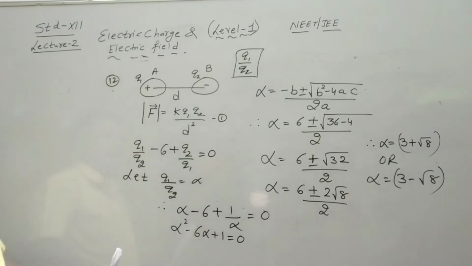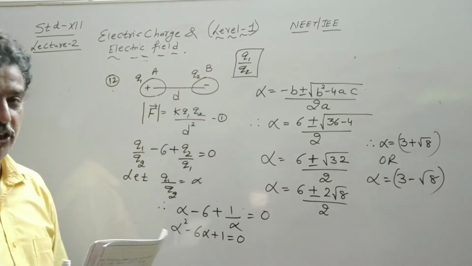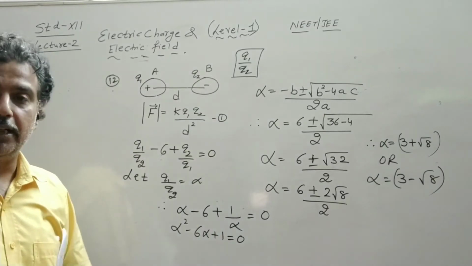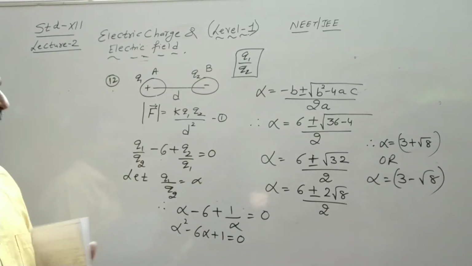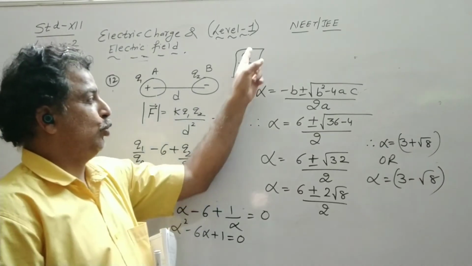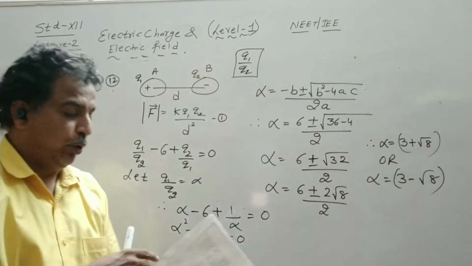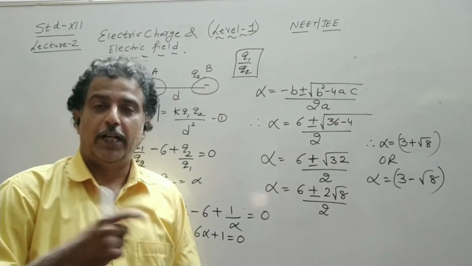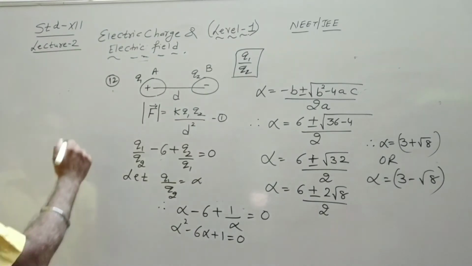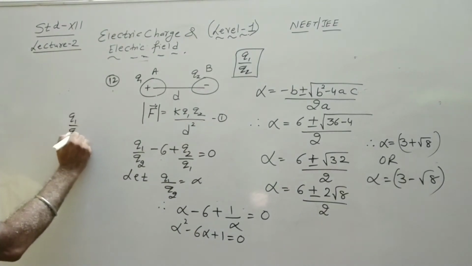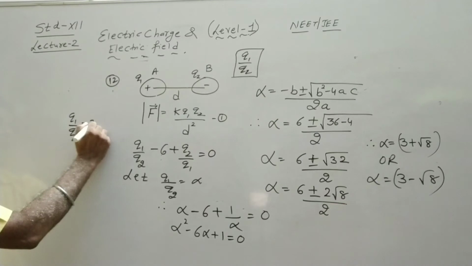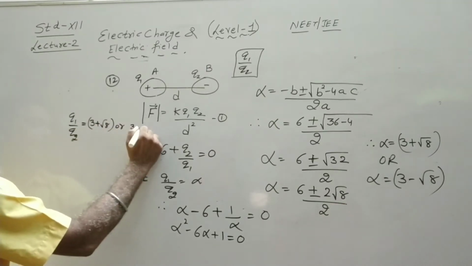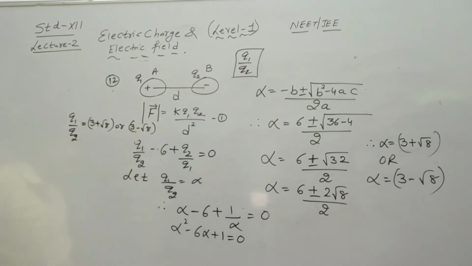Now it is given that both the charges, initially in the question, had different polarity: one was positive and one is negative. We found the ratio q1 by q2, and you have to find out the ratio between the initial charges. So the initial charge polarity was opposite. So alpha is q1 by q2, that is equal to 3 plus root 8 or 3 minus root 8.